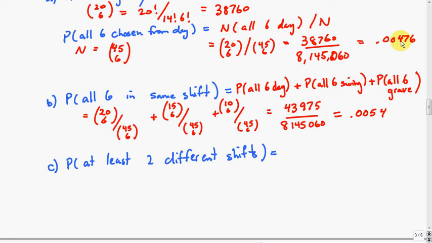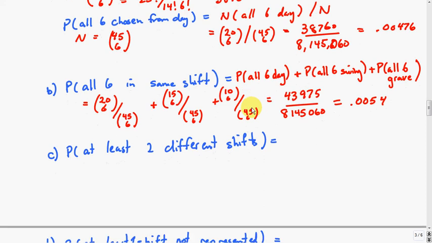It's not much more, though, and I think that's probably because the 20 workers in the day shift are the biggest group. So it's even less likely that you choose everybody from the swing shift or everybody from the graveyard shift, because there's fewer of them. So there's part B. Part C says, what's the chance that I get at least 2 different shifts?